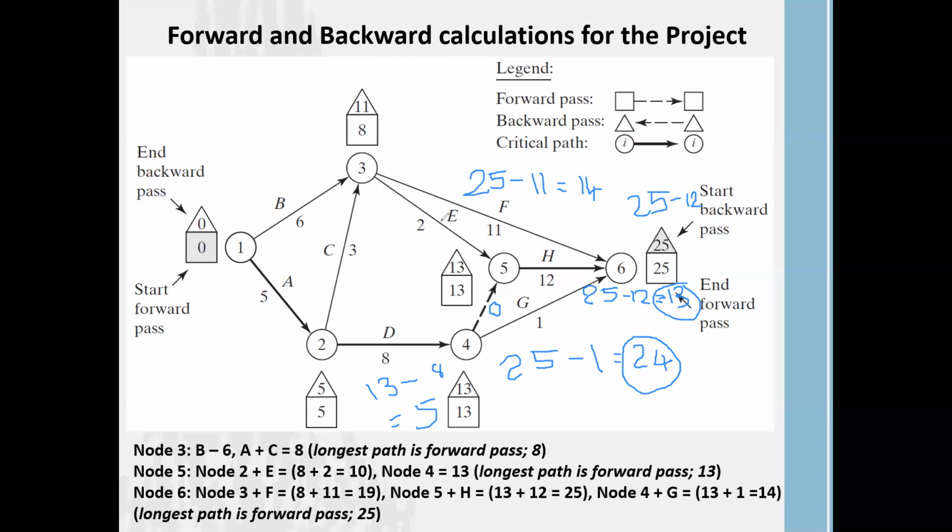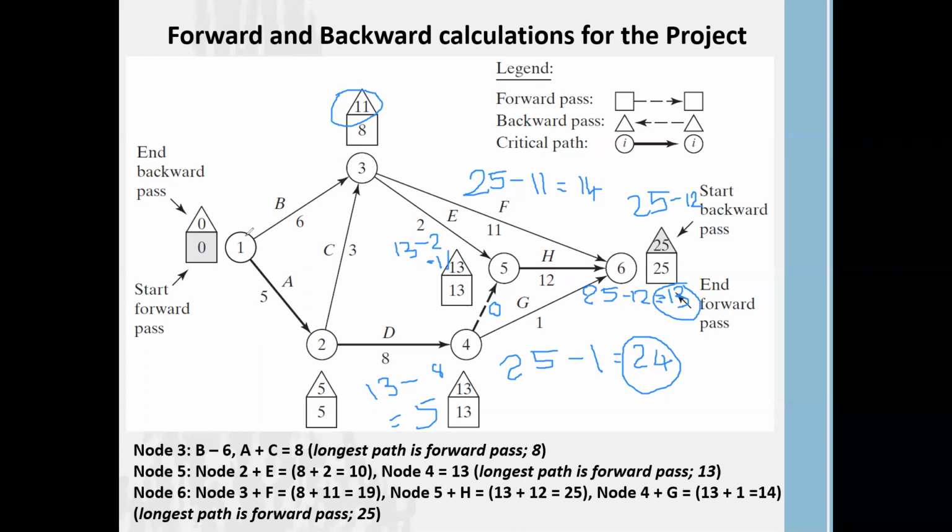Right, but remember node 3 also can go with node 5. Now node 5 backward pass is 13. Therefore 13 minus 2, we get the answer 11. Right? 13 minus 2, 11. Which one is the shortest? It is 11. Then backward pass is 11 for node 3, not the 14. Why? 14 is higher than 11. Therefore, backward pass is 11.